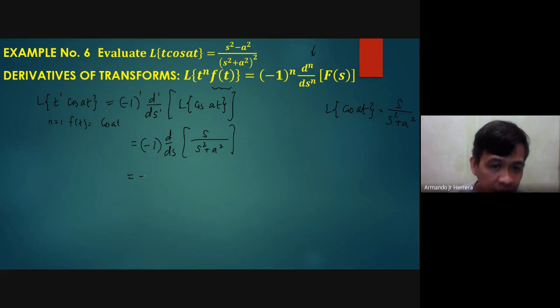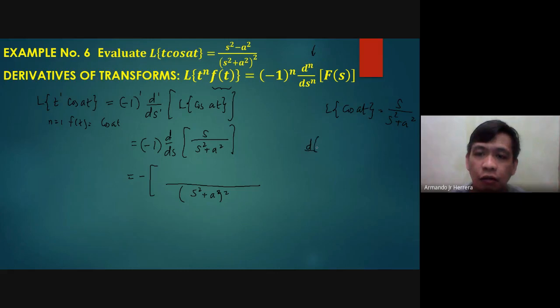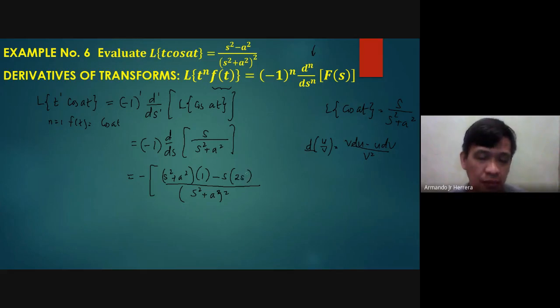So taking its derivative with respect to s, we will use u over v. So that's negative quantity s squared plus a squared raised to the second power. We use the derivative of u over v, which is v du minus u dv over v squared. That's why we have the denominator raised to the second power. V, that's s squared plus a squared, times the derivative of u, the derivative of s with respect to s, is 1, minus u, that's s, multiplied by the derivative of v. The derivative of s squared plus a squared is 2s. And the derivative of a squared, of course, is 0.